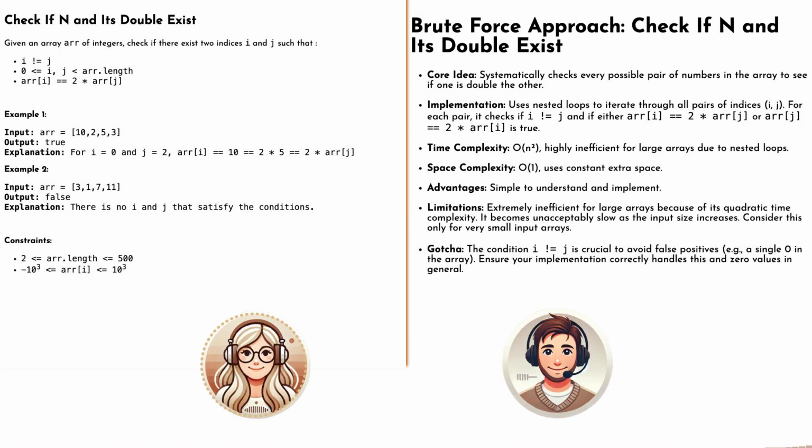Brute force. It sounds kind of, well, brute. It does, doesn't it? But sometimes it's a good place to start. Basically, we just try every possible combination until we find what we're looking for. It's like searching for your keys by checking every single drawer and pocket. Okay, so in our case, we would compare every number in the array to every other number. Yep. We'd use nested loops to do that. Pick a number, compare it to all the others, and move on to the next one.